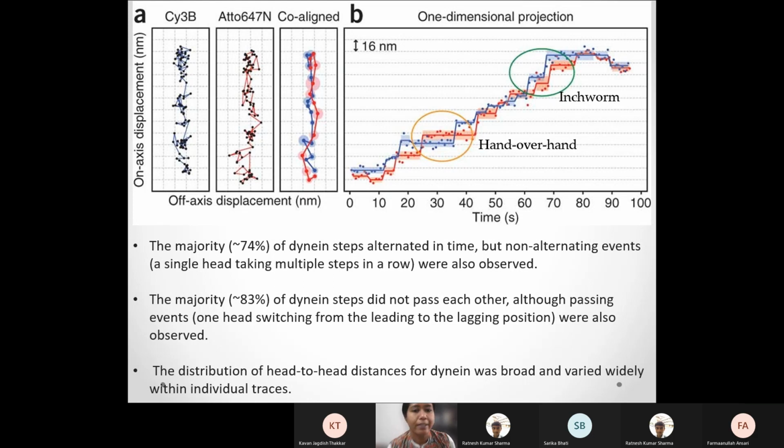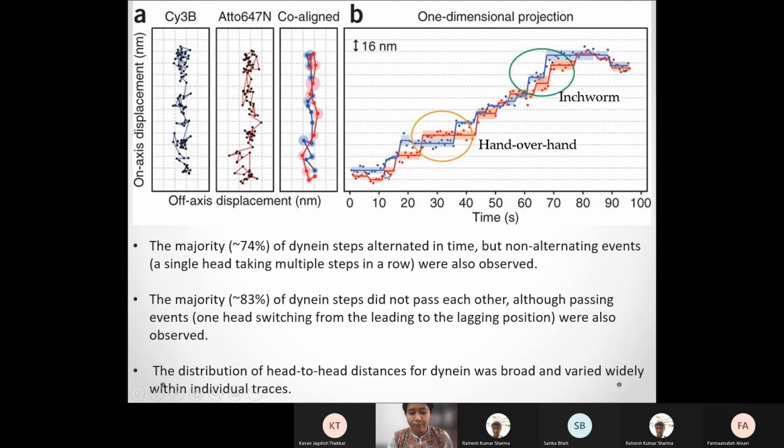So here again you see these two fluorophores, their position they have marked in real time. Very simply, the real-time position of both dyneins, they keep observing and marking. So if you look at this image first, you see this is the red, one of the Dynein motor. Blue is the other Dynein motor.